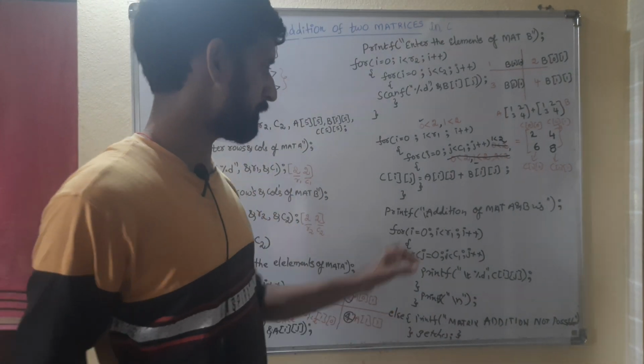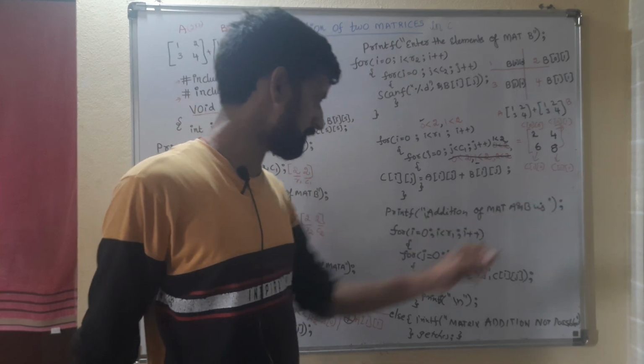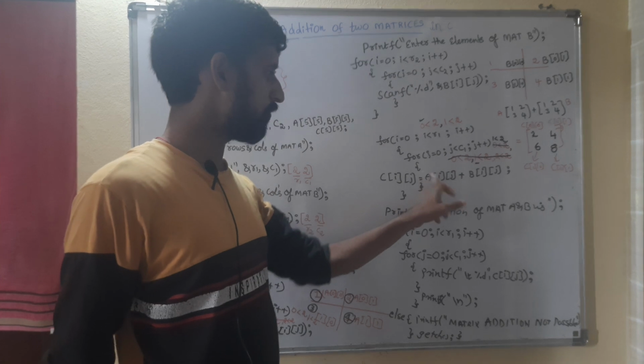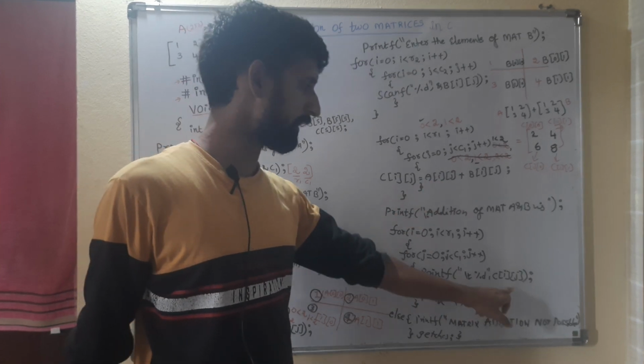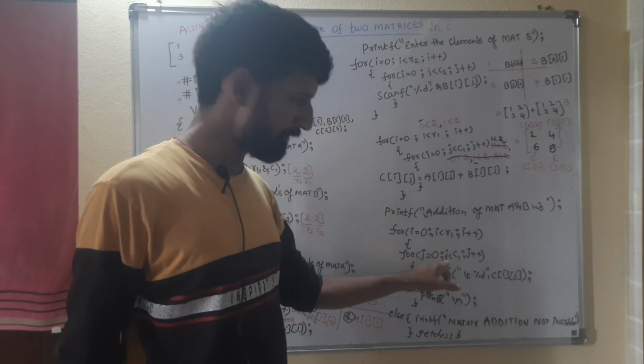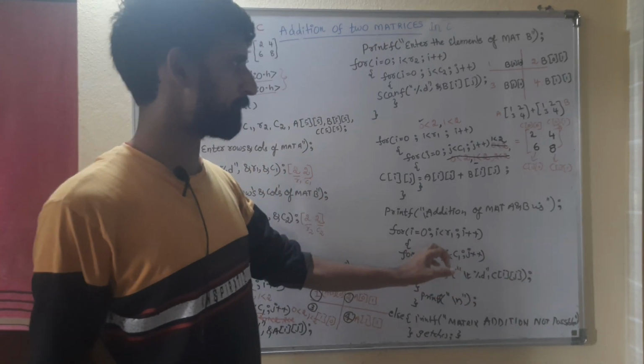Now what is going to happen? I am going to say printf, addition of matrix A and B is. So we are going to take the same for loop again. We are going to print the value of C of i j. Initially it will print C of 0 0. Then J will be incremented by 1, C of 0 1.